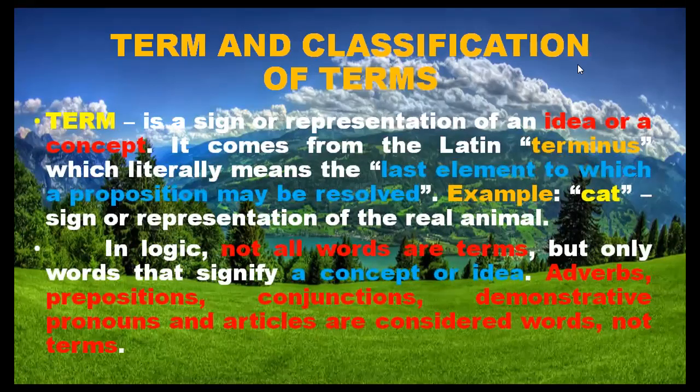So, term is a sign or representation of an idea or a concept. So, for example, we say a dog or a cat or a house. We use that term. That represents the idea of a house or a dog or a cat. It comes from the Latin word terminus, which literally means the last element to which a proposition may be resolved.